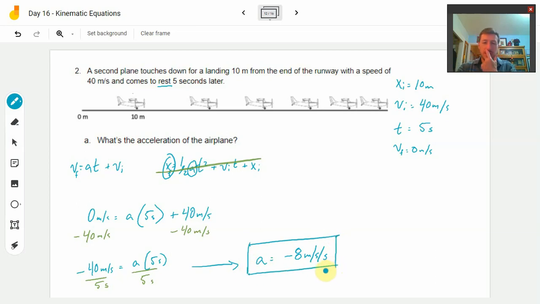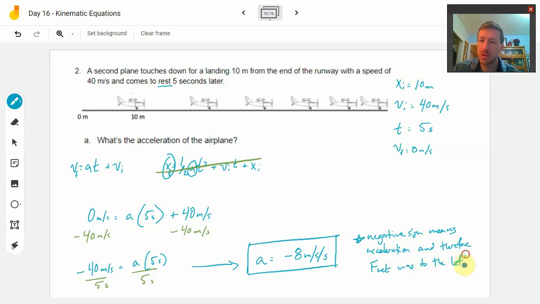So that was its acceleration. Now, what does this mean? Right, what does that negative sign mean? Well, what that means is the negative sign means acceleration, and therefore F net was to the left, right?